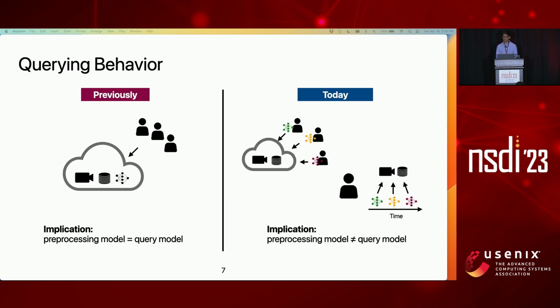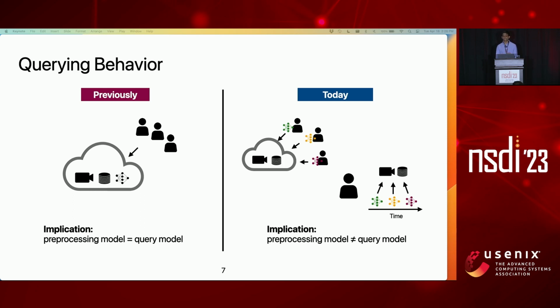Today, datasets are queried with diverse models. For the same dataset, different analysts will use custom models that are tailored to their specific application needs. Or a single analyst will use different models over time as their models improve or their needs change. And as a result, the query model is often different from the pre-processing model.